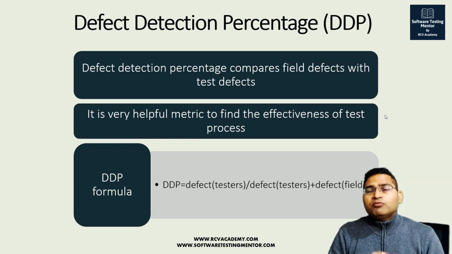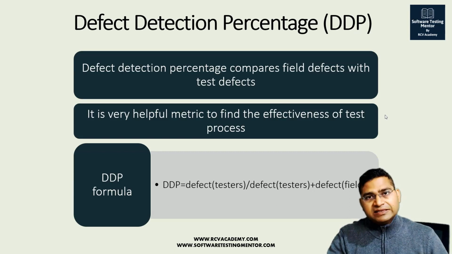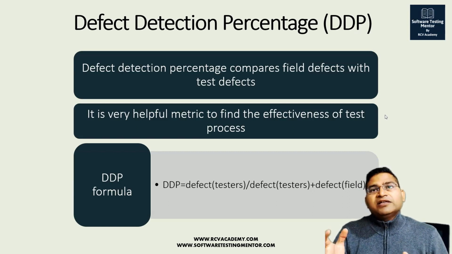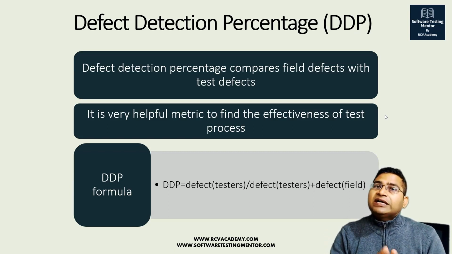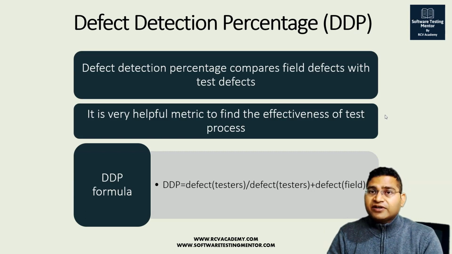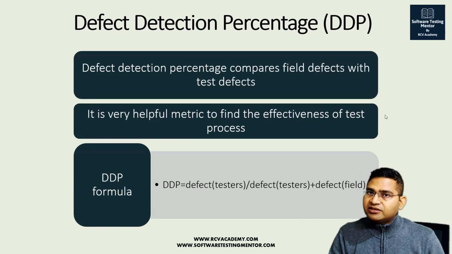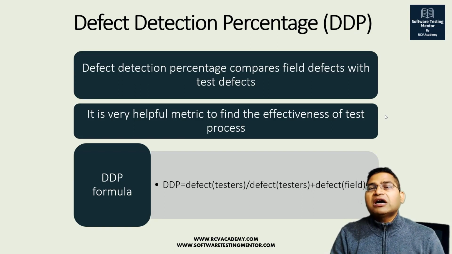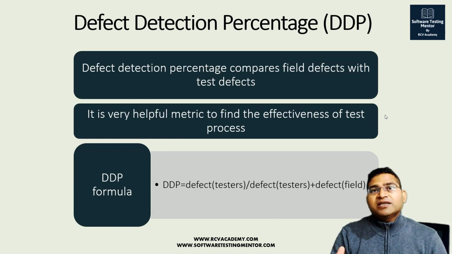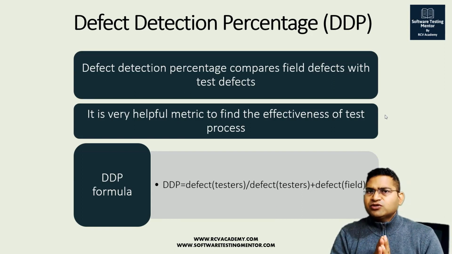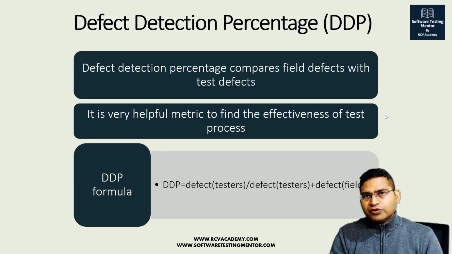So the simple formula for defect detection percentage is: defects found by the testers during the project phase, divided by defects found by testers plus the field defects. That's the basic percentage of defect detection, and that percentage shows how effective the testing process was. Say, for example, 100 defects were found during the testing phase, and no defects were found in the field.